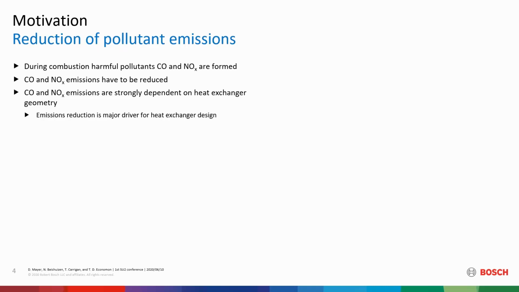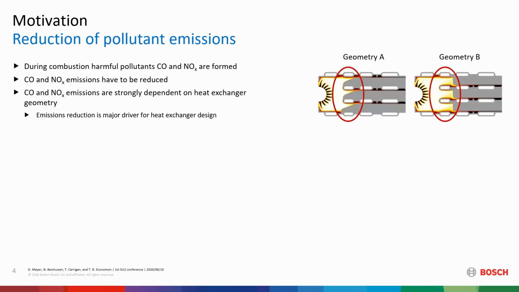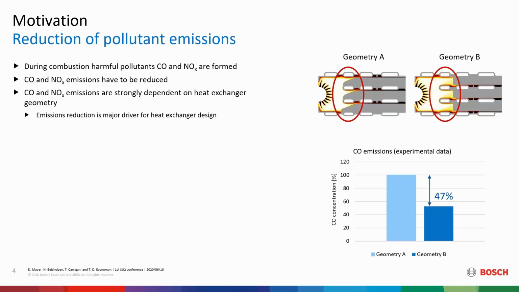Furthermore, CO and NOx emissions are strongly dependent on the heat exchanger geometry, as you can see on the right-hand side. Here I have two examples of geometries, and they differ only slightly in the form of those cooling fins. The difference in CO concentrations in the exhaust gas for those two heat exchangers is 47%, which is very significant. This means that the reduction of emissions becomes a major driver for the heat exchanger design.